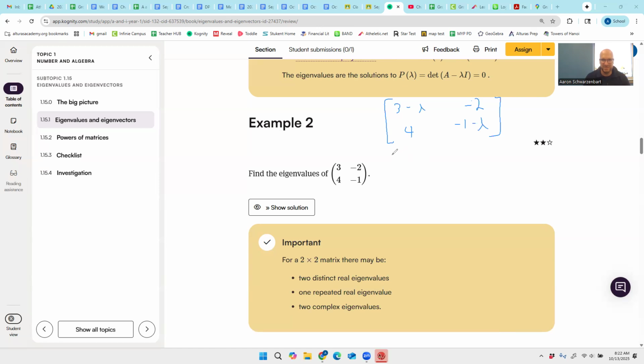Okay, so now I'm setting the determinant equal to 0 again. AD, that's not an X, that's a lambda, minus BC equals 0. That's a +8. That's a -3, -3 lambda, plus lambda, plus lambda squared.